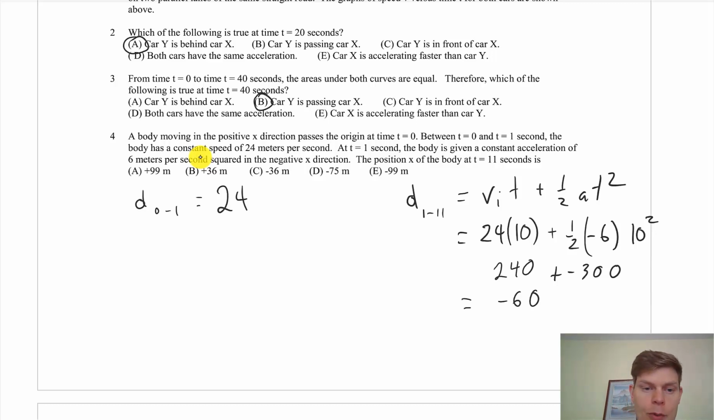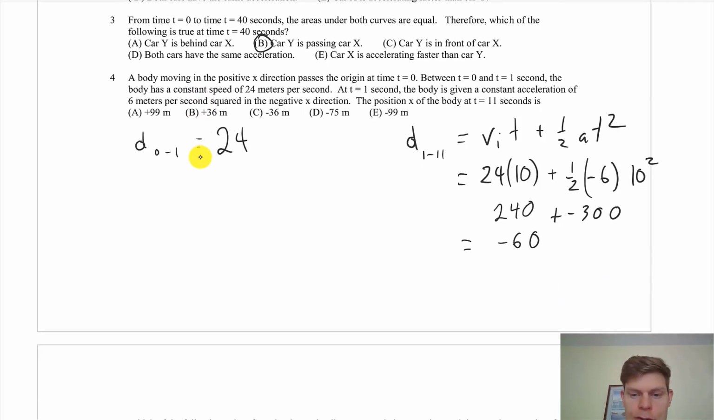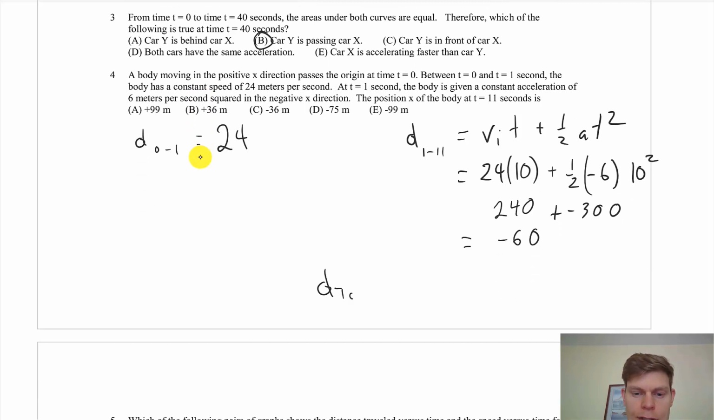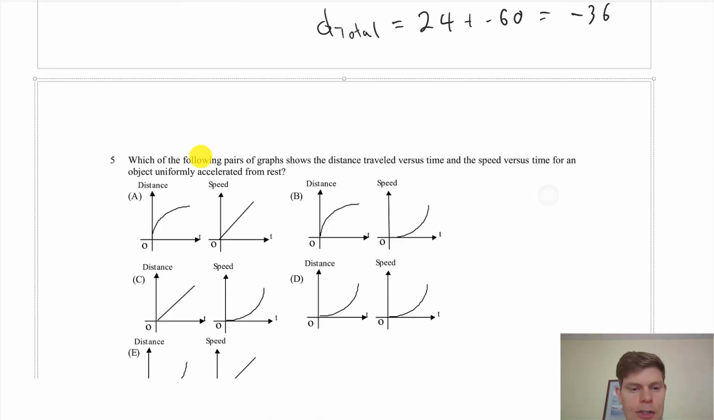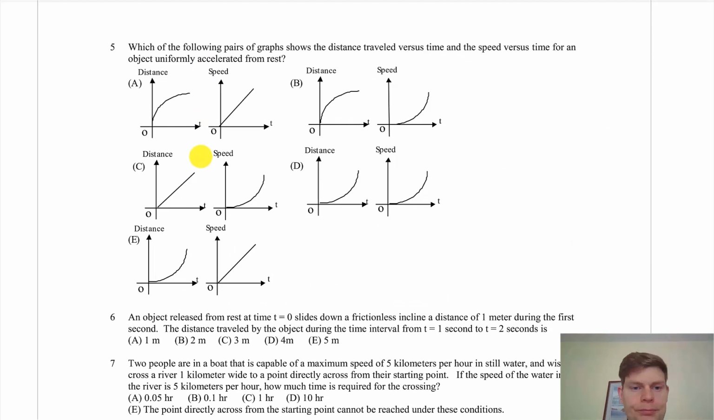But we had that 24 we did in the first second. So it's basically our D total is equal to our displacement in the first second, or displacement in the last 10 seconds. So 24 plus -60, which would be -36. Ta-da! And away we go.